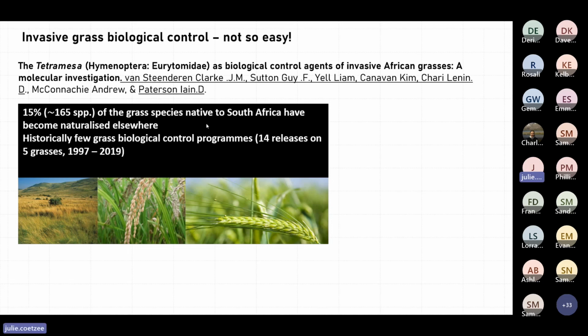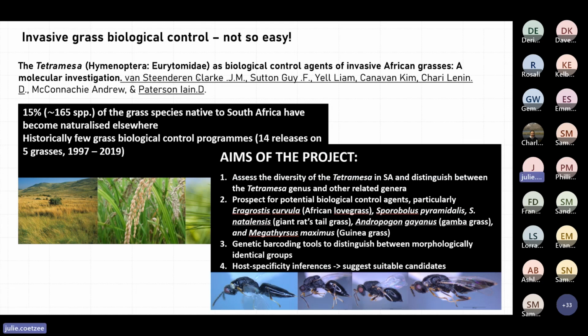So 15% of grass species native to South Africa have become naturalized elsewhere. And as I said, very few control programs. What Clark worked on for his PhD was these tiny little tetramerid wasps that are associated with a range of different grasses, looking at their genetic diversity, their systematics, and their prospects for biological control. They're so similar that Clark has had to rely on genetic barcoding tools to be able to distinguish between them.